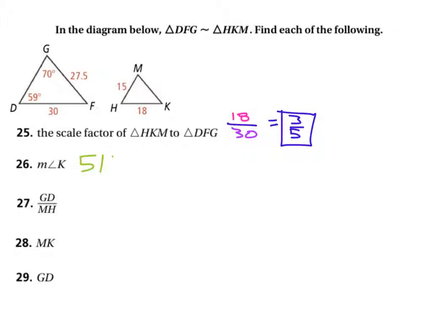So how does that work? Well, if the scale factor from small to big is 3 to 5, then the scale factor from big, GD, this large side, to small, MH, will be a scale factor of 5 to 3. So if it's 3 to 5, small to big, it's big to small, 5 to 3. Okay? And now they want to know what's the measure of MK. So let me get these marks out of the way.